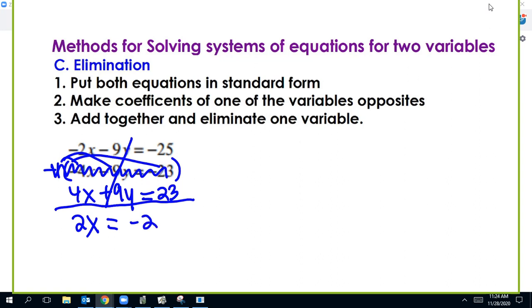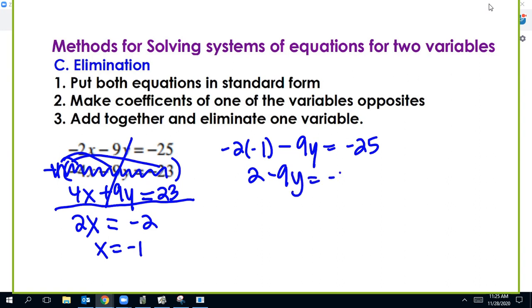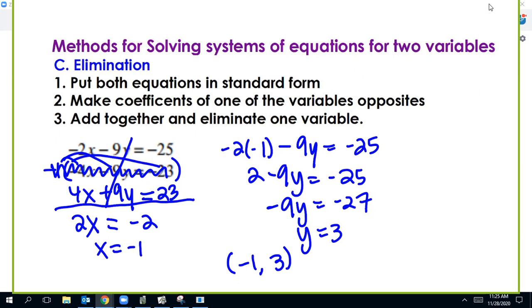So we eliminate a variable by making the coefficients the same with opposite signs, and then solve for the remaining variable. So x equals -1. And then I just take that top one and solve for the other variable. -9y equals -27, and y equals 3. Again, let's write our final answer as an ordered pair here. And so that's the ordered pair that satisfies both equations.